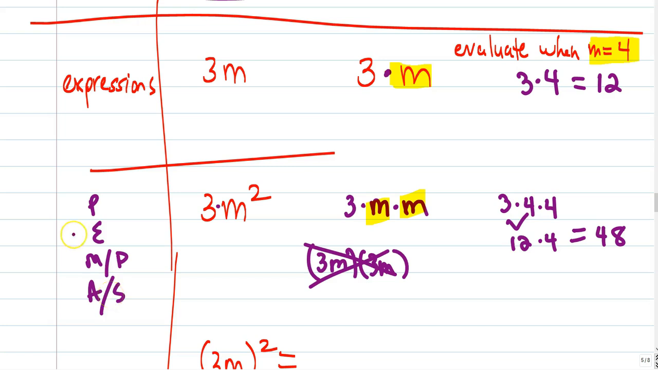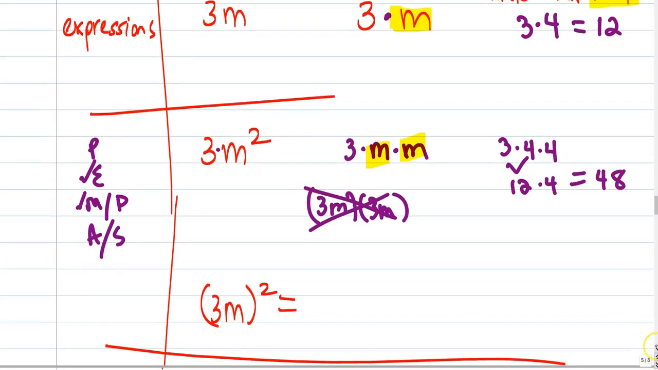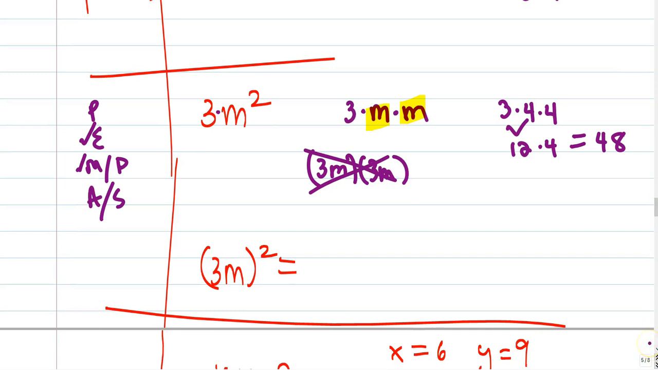P-E-M-D-A-S. The exponent 2 comes before the multiplication of 3 times m. That's why it does not mean 3m times 3m. What is the only thing that comes before exponents in order of operations? Well, there's that letter P, right? So if I wanted it to mean 3m times 3m, it's not a big deal. I would just need to put that 3m in parentheses. And then that would basically make that P occur first.